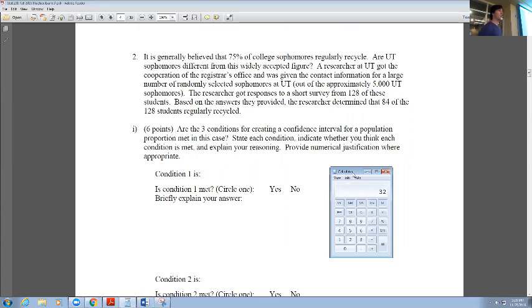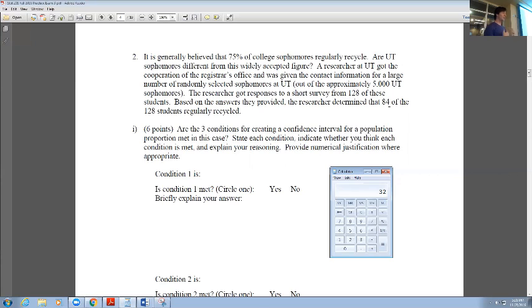It's a percent, which is often a good clue. But I always say, go to the question we asked them. What did we ask UT sophomores? Do you recycle regularly? And how would they answer that? Yes or no. Some people might look at this and say, well, it's got numbers here, like 84 out of 128, that's quantitative. No, no, no. The question we asked was, do you recycle regularly, and they have to answer yes or no. So this is the proportion of sophomores that recycle regularly. Does that make sense?